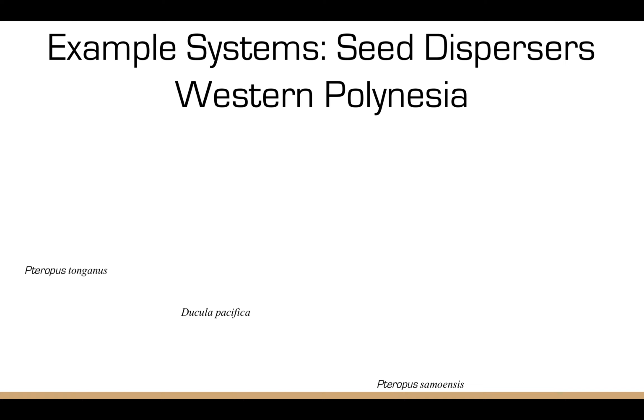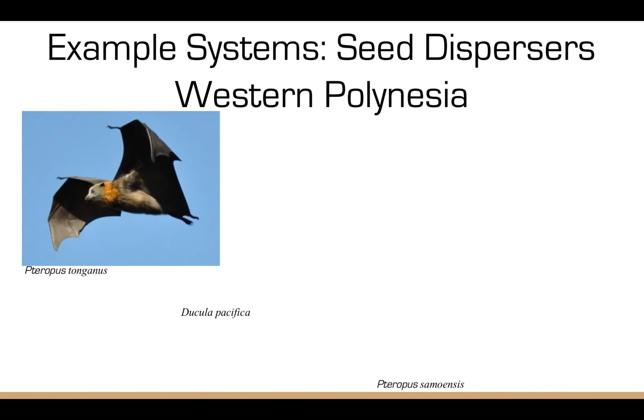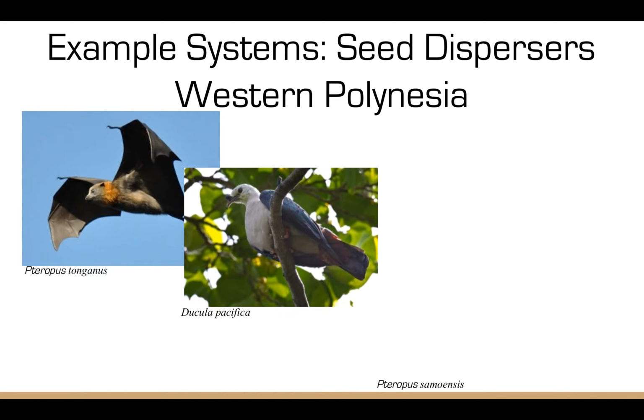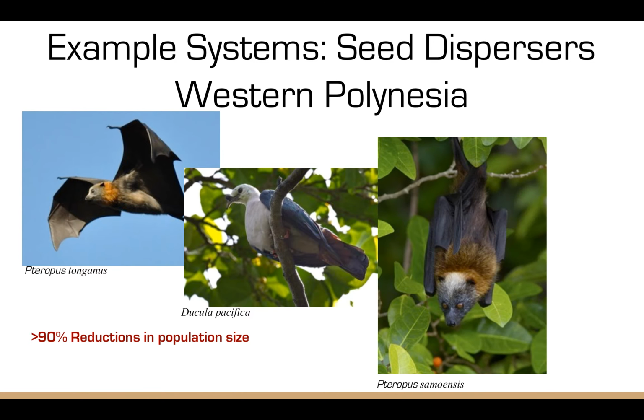So while species such as P. tonganus, which is right there, and D. pacifica, showed greater than 90% reductions in population size, others, such as P. samoensis, somewhere here, showed less than 10% reduction in population size. So they were much less affected by these cyclones.